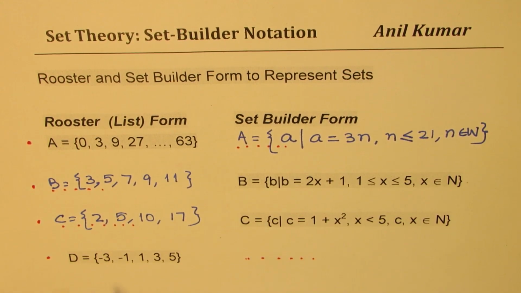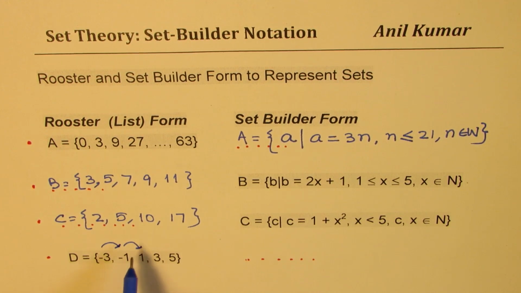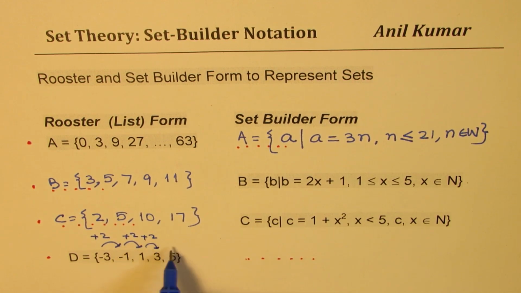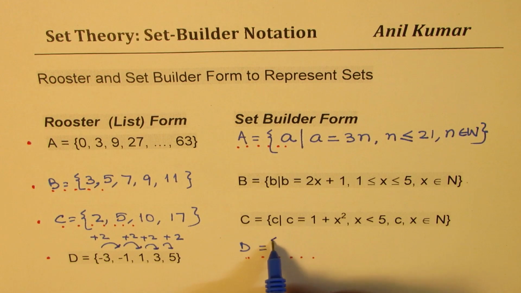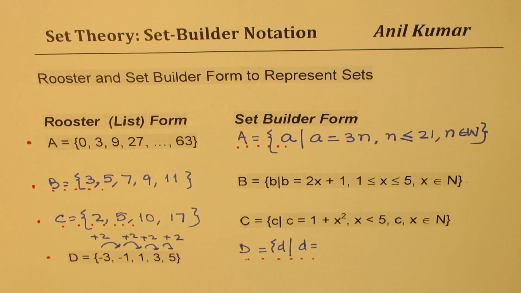Okay. The last one here is set D, where 5 elements are mentioned: minus 3, minus 1, 1, 3 and 5. To get the result, we can look at the trend. From minus 3 to get minus 1, we need to add 2, and then again add 2, and this process is repeated to get all the elements. So we can now define D as, D is equal to what? We have to derive an algebraic expression to get the result.